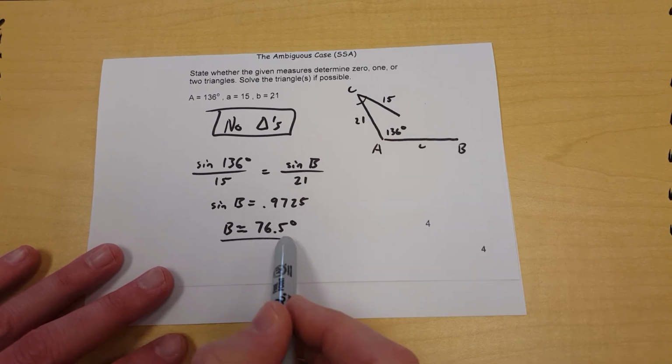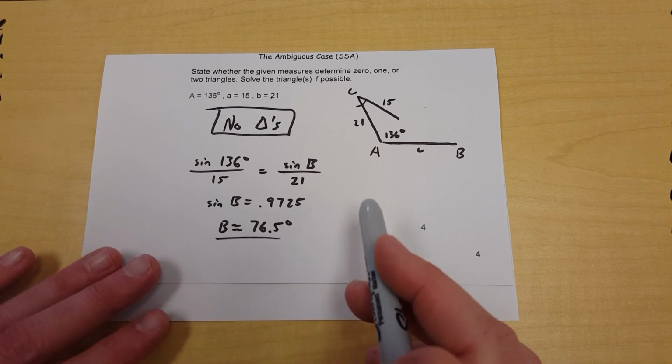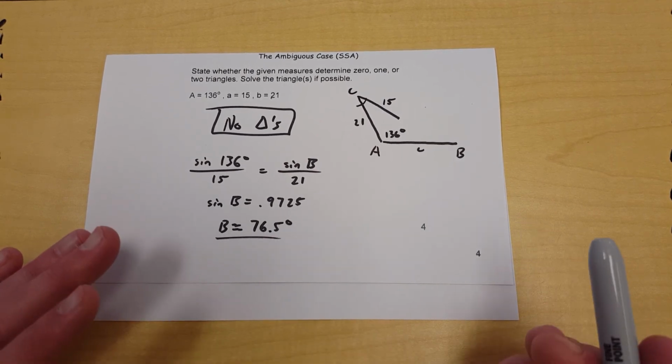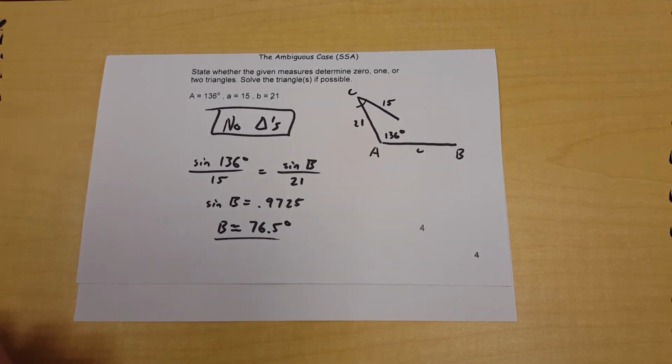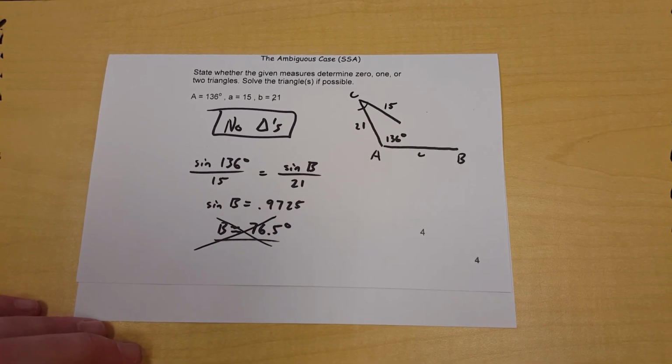And then it says that B is 76.5, but if you add those together, that's definitely over 180 degrees, and that's not possible in a triangle. So that means this is just another way to find out no triangles are possible in this case.